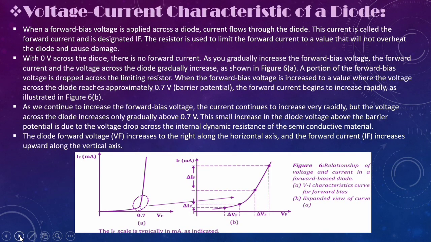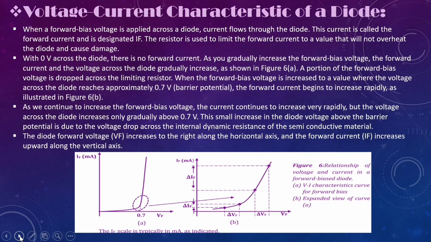When a forward bias voltage is applied across the diode, current flows through the diode. This current is called the forward current and is designated as IF. The resistor is used to limit the forward current to a value that will not overheat the diode and cause damage. With zero voltage across the diode, there is no forward current.